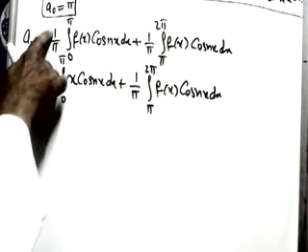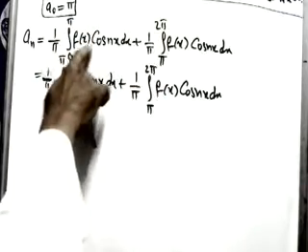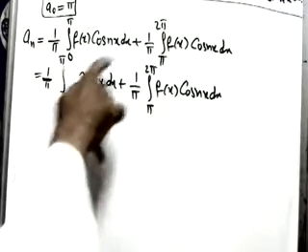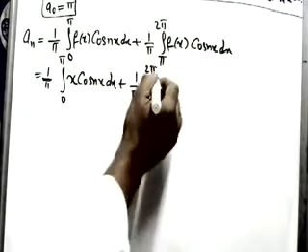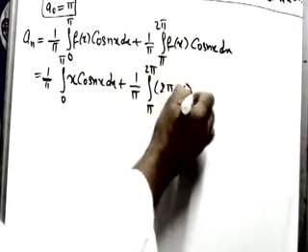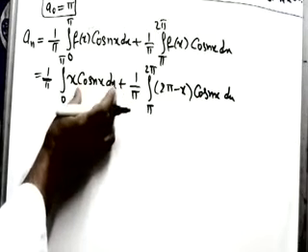Now see here, we know an equals to 1 by pi. 0 to 2 pi we write 0 to pi and pi to 2 pi. F of x cos nx, f of x cos nx. Now for 0 to pi f of x is x. For pi to 2 pi f of x, its value is 2 pi minus x. So I'm writing here 2 pi minus x into cos nx.